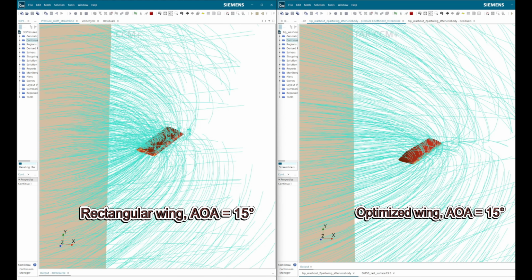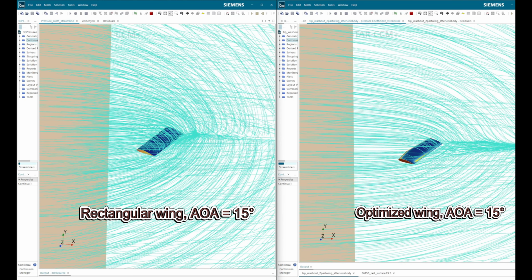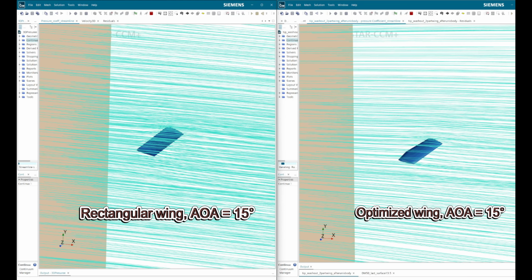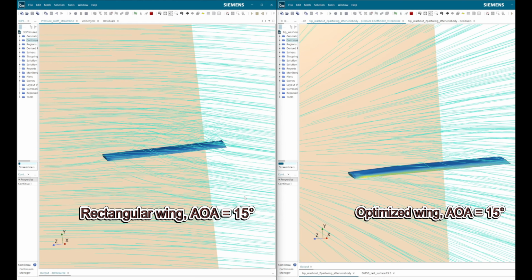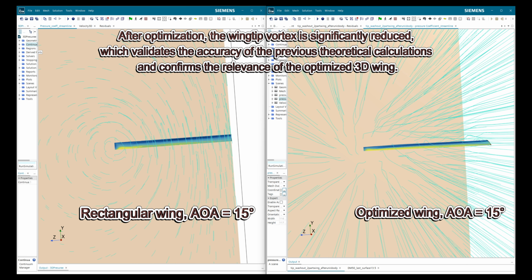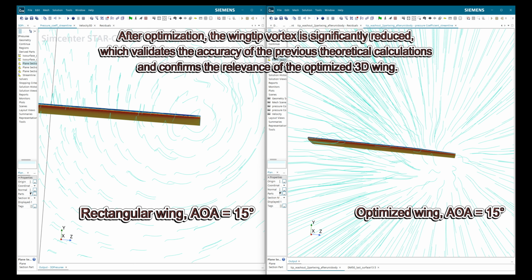First, we show the aerodynamic flow comparison between the tapered wingtip with washout and the untapered rectangular wing. From this, it is clear that the rectangular wing generates very strong wingtip vortices, which lead to high induced drag and poor stall performance. After the model optimization, the wingtip vortices are significantly weakened. Although they cannot be completely eliminated, the results align well with the previous theoretical predictions.